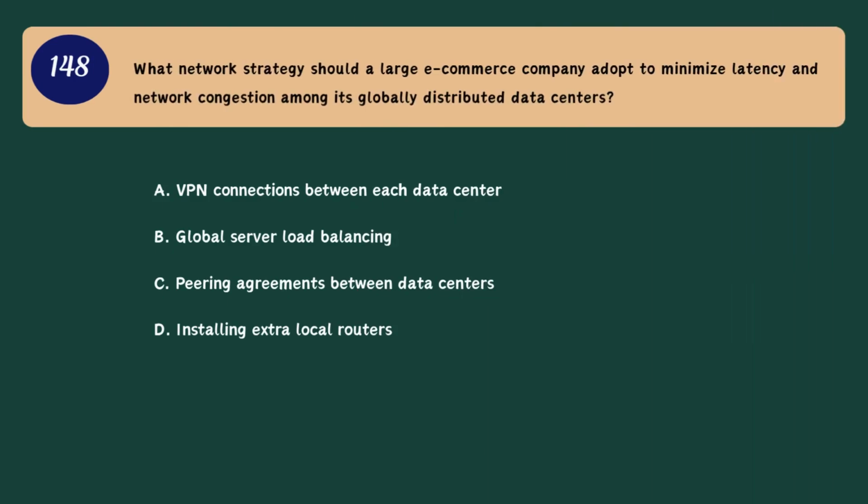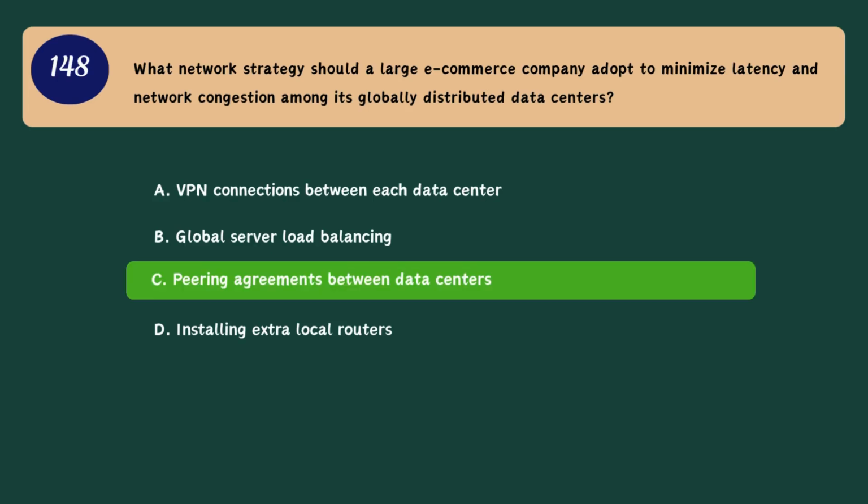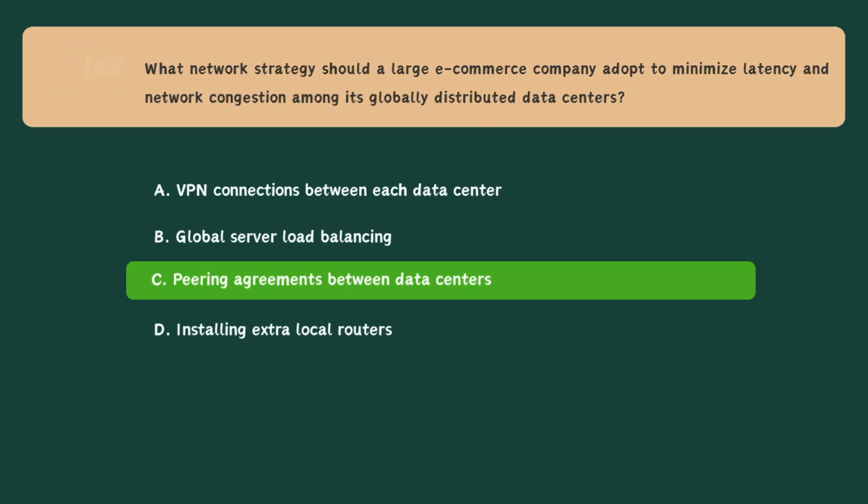Question 148. What network strategy should a large e-commerce company adopt to minimize latency and network congestion among its globally distributed data centers? A. VPN connections between each data center. B. Global server load balancing. C. Peering agreements between data centers. D. Installing extra local routers. Correct answer. C. Peering agreements between data centers.